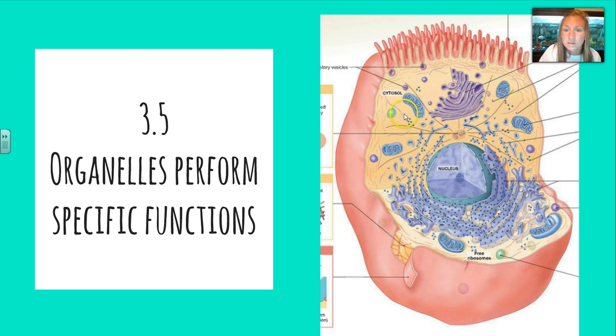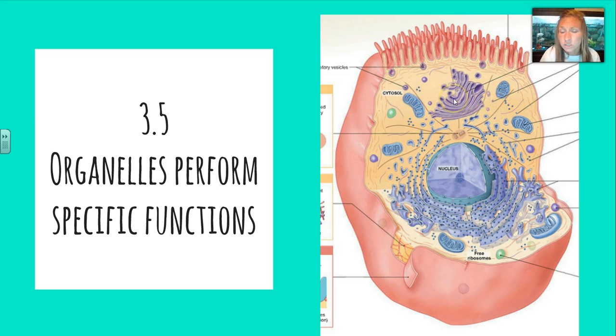You have these kind of circular objects. Some of those are lysosomes. Some of them could be labeled vacuoles. And some of them can also be vesicles, like that vesicular transport we were just talking about. It could be something leaving or coming into the cell. So those look very similar.